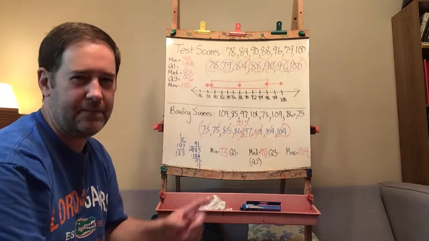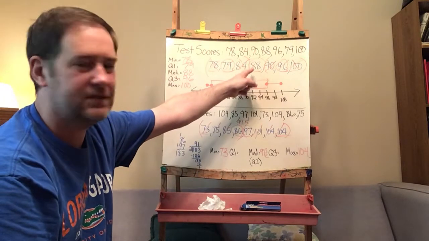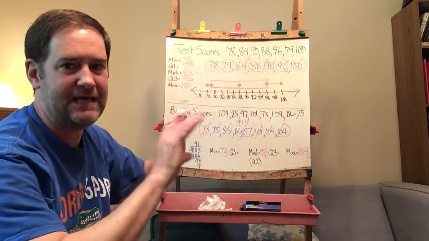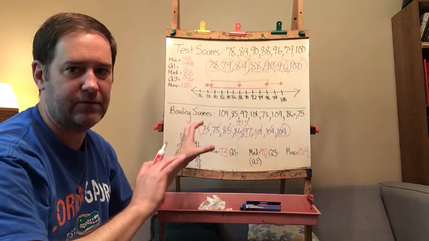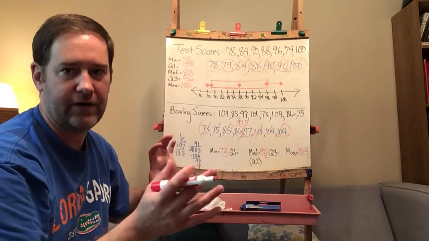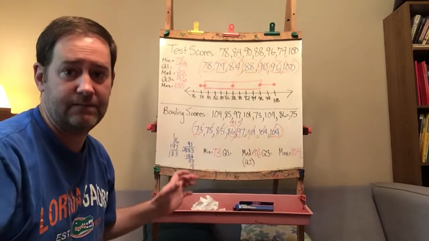So remember, in the one above, with an odd number of numbers, the median did not go in either the left or the right half, the lower and upper parts of my data.